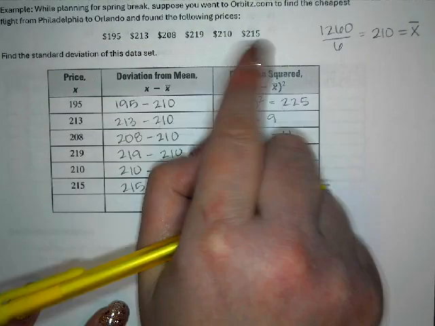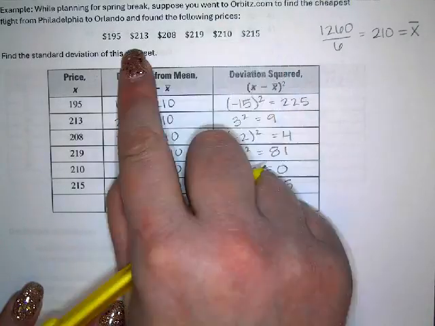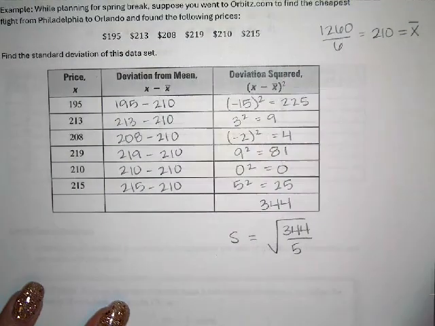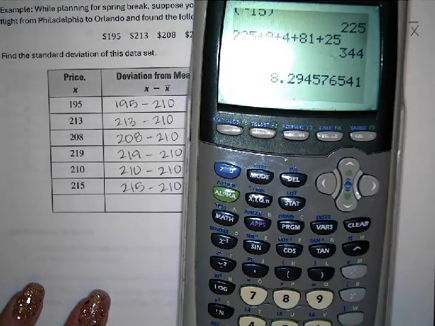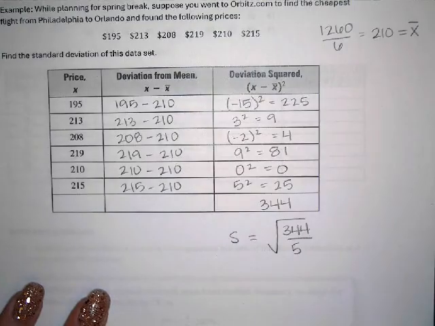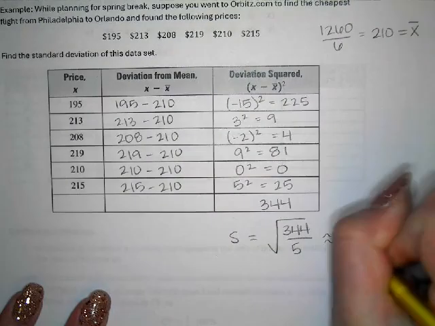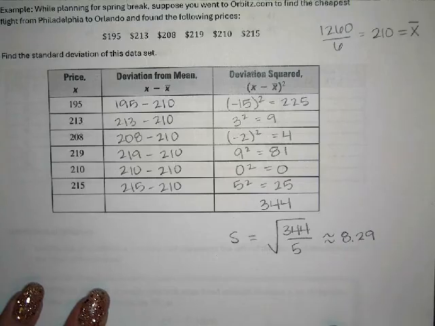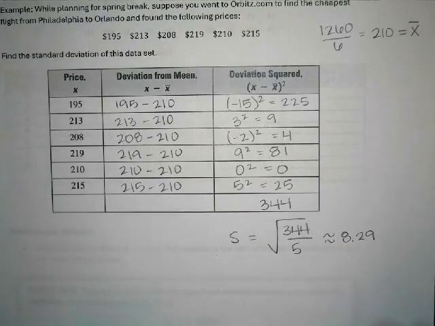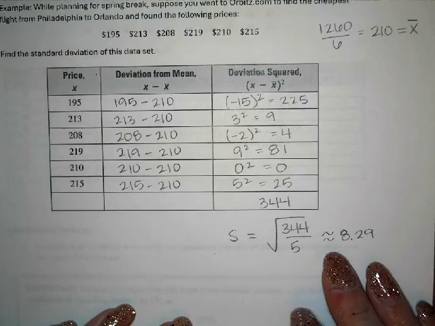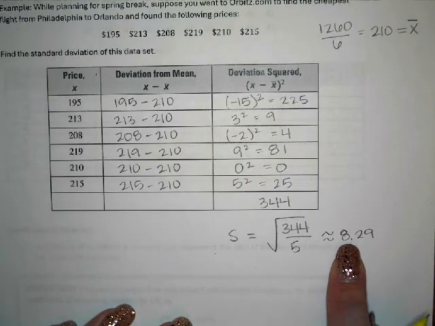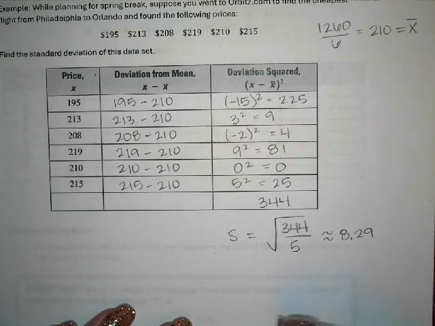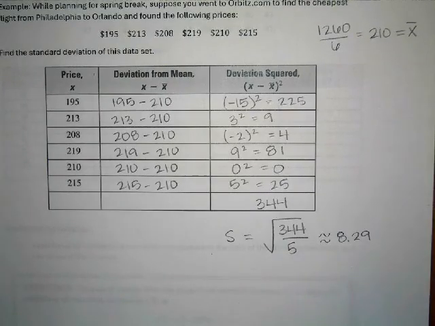So my standard deviation is the square root of 344 divided by 1 less than the number of pieces of data that I had. I had 6 pieces of data, so I'm going to divide by 5. So 8.29. The higher the value is for the standard deviation, the more spread, the more variation the data has. The smaller the number for standard deviation, the less spread or the less variation the data has. It means more of the numbers would be closer together.